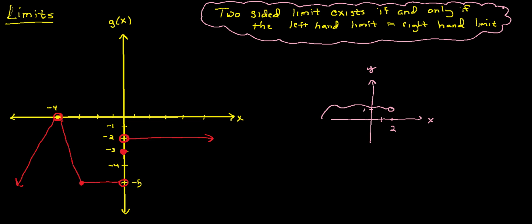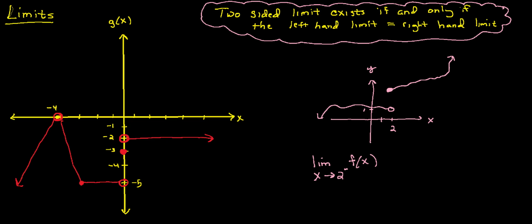And then on the other side, I'll make it a solid circle. It wiggles around and shoots off to infinity. So this is a piecewise function, and the idea with a limit, I'm going to say the limit as x approaches 2 from the negative side of my function.